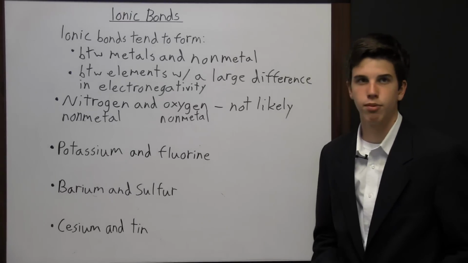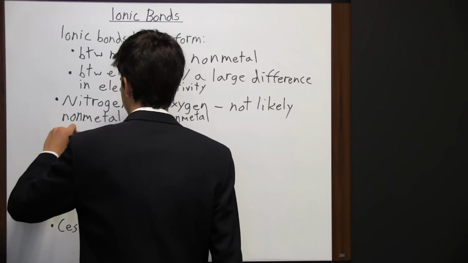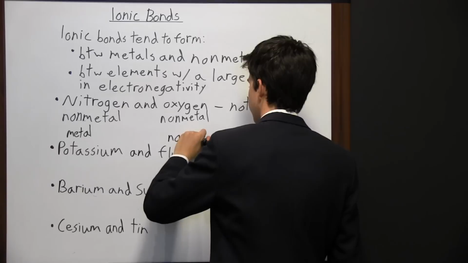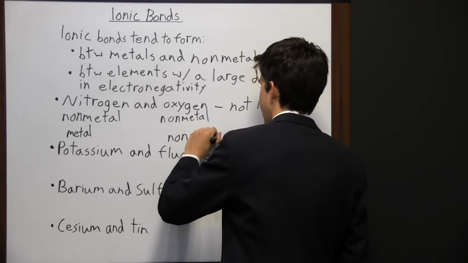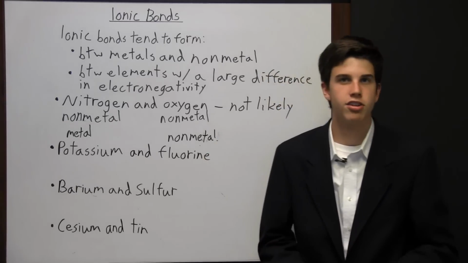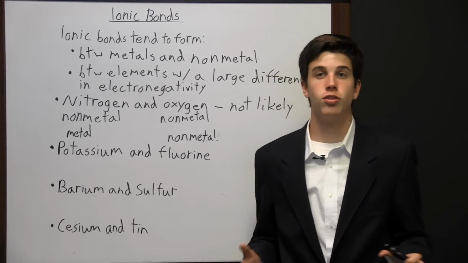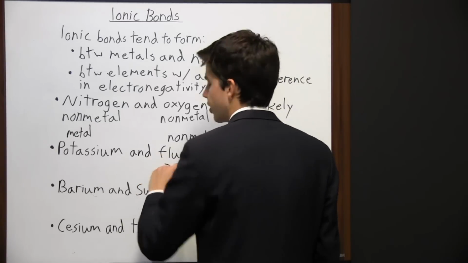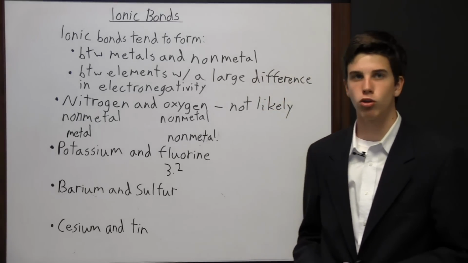Then we have potassium and fluorine. Potassium is an alkali metal, and fluorine is a nonmetal. So we've met the first criteria. We have a reaction here between a metal and a nonmetal. So we're doing good so far. And then there's a high electronegativity difference here. It's actually 3.2, which is pretty high. So they're likely to form ionic bonds, specifically potassium fluoride.